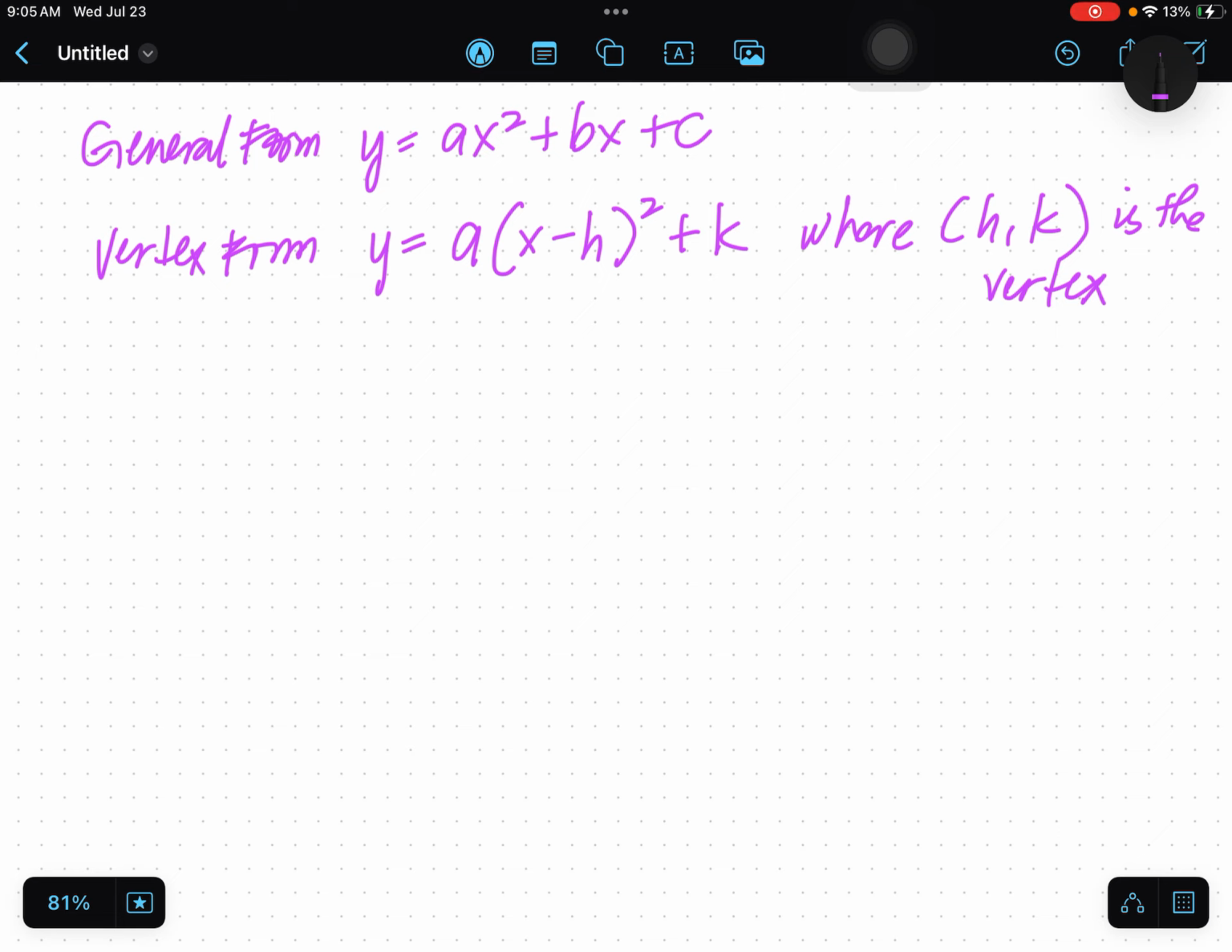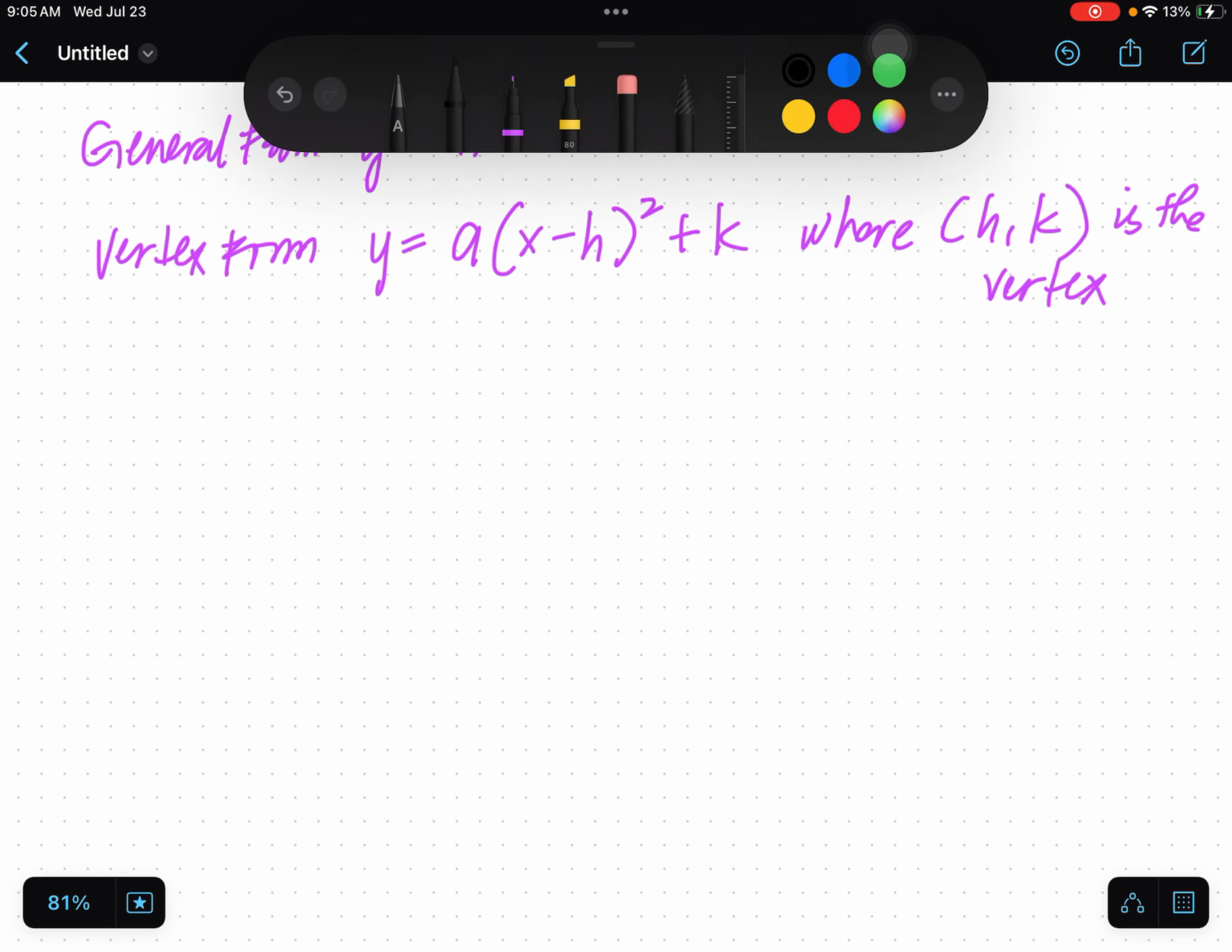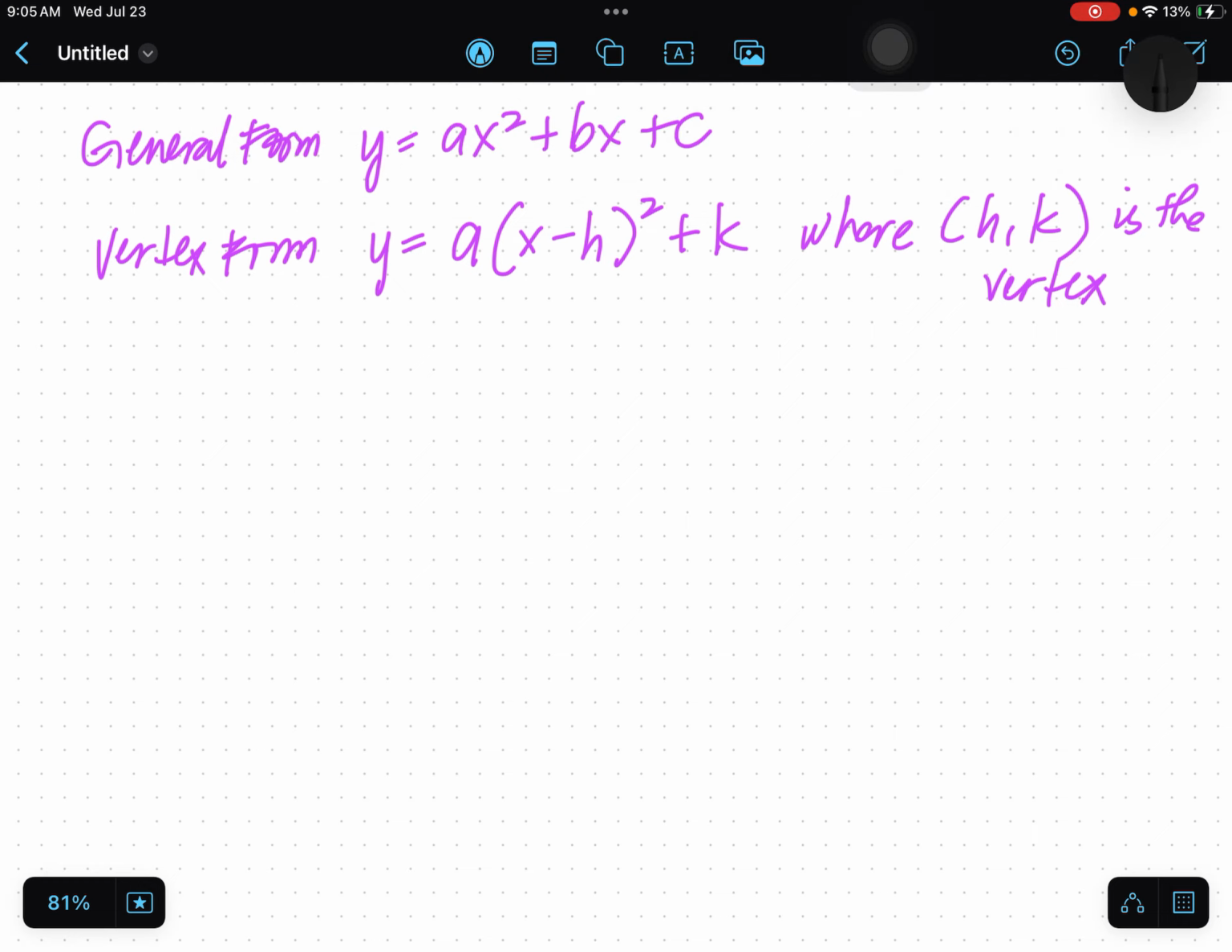So how do we transform from general to vertex and vertex to general? That is what we are going to accomplish, hopefully, today. I'm gonna do 2 examples each para makita nyo yung gagawin natin na technique. So, for general to vertex, we actually have 2 ways of doing it. We can do completing the square or we can do a formula. So, syempre, pahihirapan ko muna kayo. Magko-completing the square muna tayo. Okay? So, let's have example number 1.